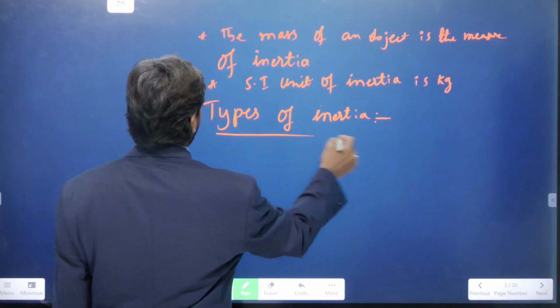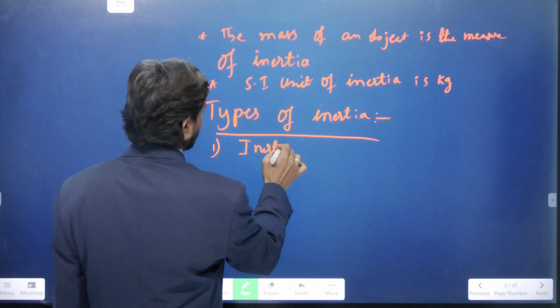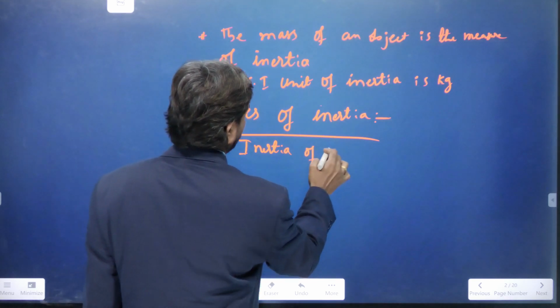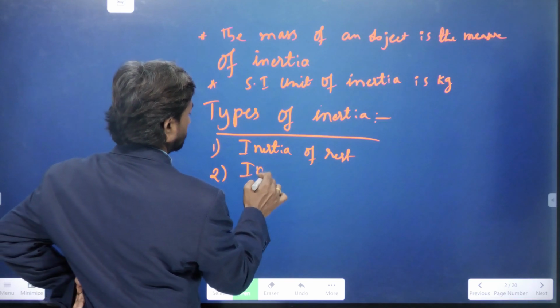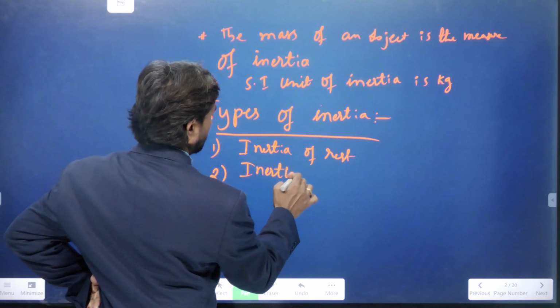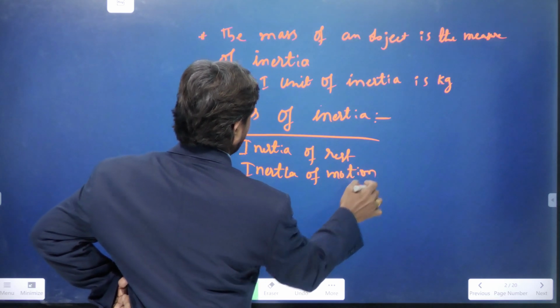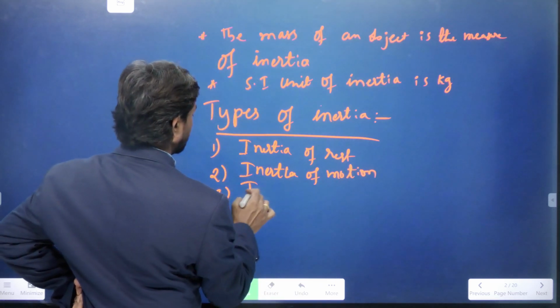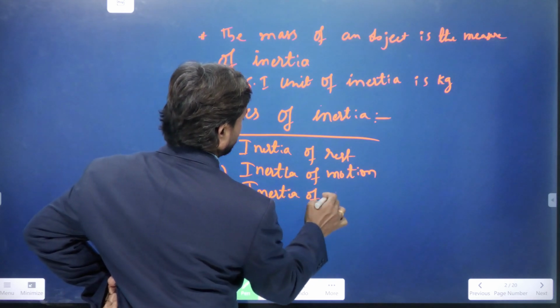Okay, so the first one is inertia of rest, and the second one is inertia of motion, and the third one is inertia of direction.